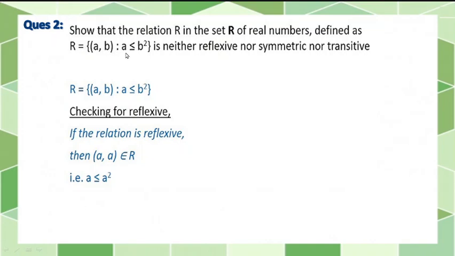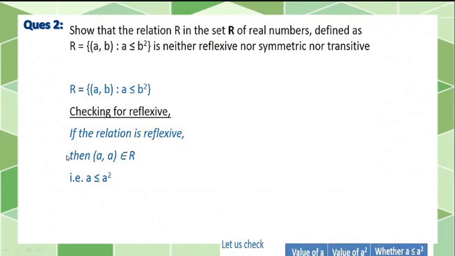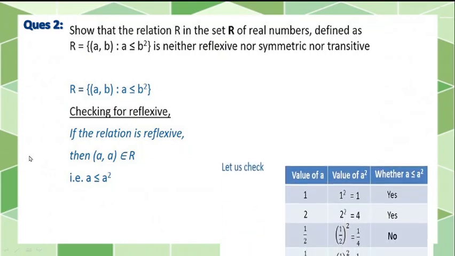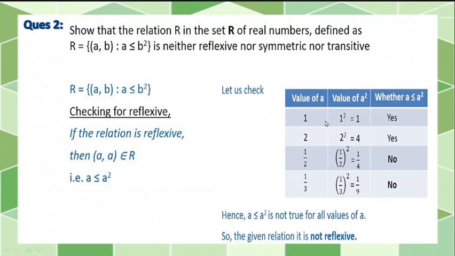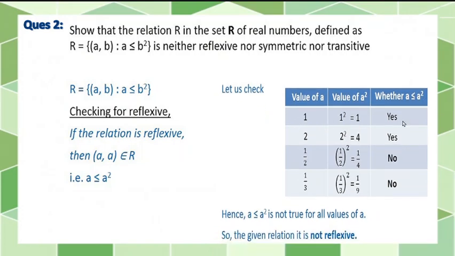Question number 2. A less than or equal to B square is neither reflexive nor symmetric nor transitive, we have to check, and the relation is defined on real numbers. So A. If the relation is reflexive, we have to talk about the same number, A and A square. Both the places the same number will come. Now let's check by taking some values of A. If we take A as 1, this relation is valid, because 1 is less than or equal to 1 square. Then 2 is less than or equal to 2 square, meaning 4. So this is also valid.